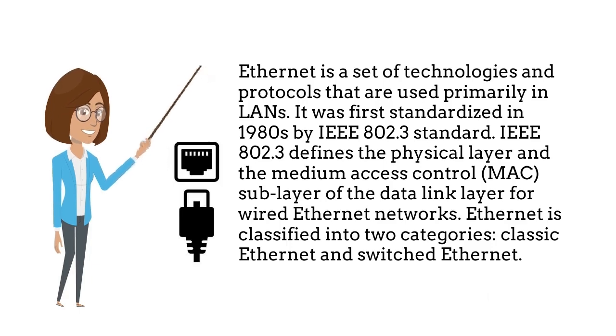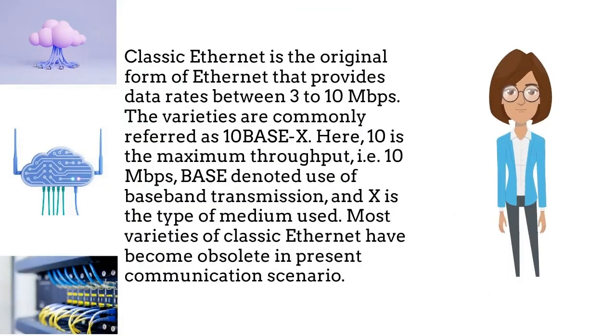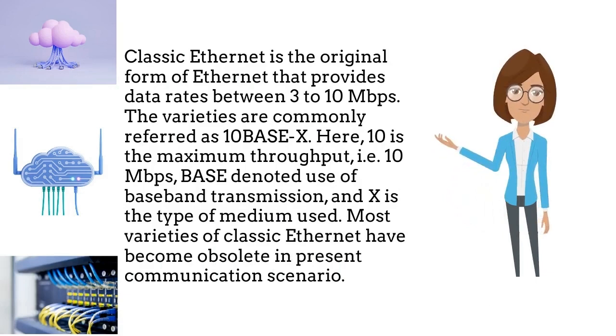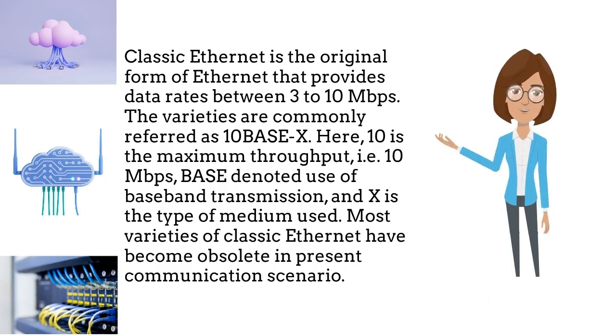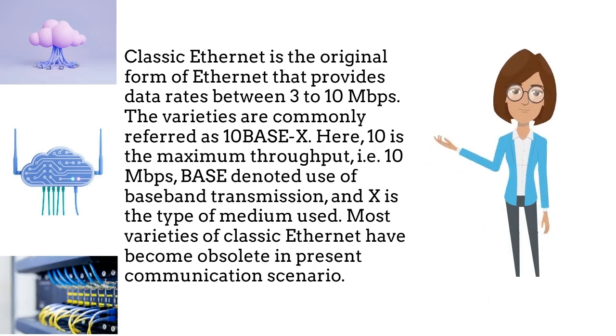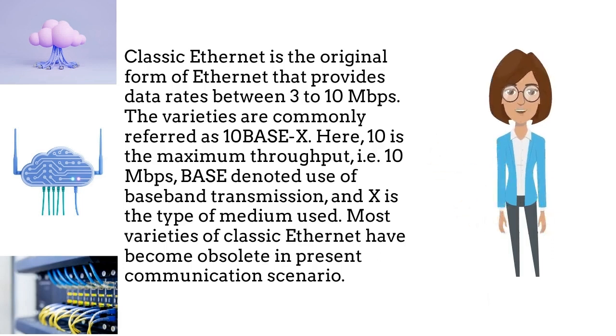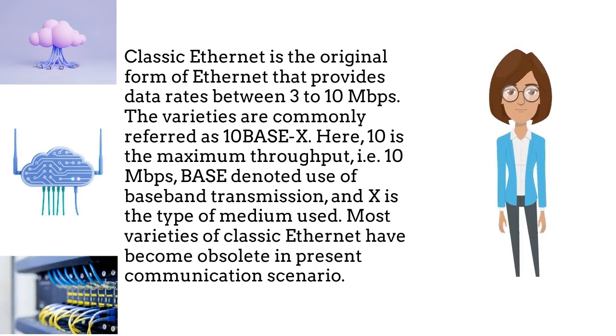Ethernet is classified into two categories. One is Classic Ethernet and the other is Switched Ethernet. Classic Ethernet is the original form of Ethernet that provides data rates between 3 to 10 Mbps. The varieties are commonly referred to as 10 Base X. Here, 10 is the maximum throughput, that is 10 Mbps. Base denotes the use of baseband transmission and X is the type of medium used. Most varieties of Classic Ethernet have become obsolete in the present communication scenario.